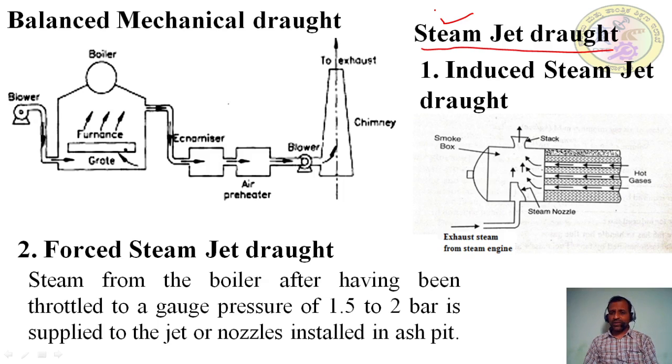Through the steam nozzle you can pass the steam from the boiler, so that the steam coming out of that nozzle is with high velocity. The high velocity steam you are getting from the nozzle is used for generating the draught. Because of that, it is called the steam jet draught. Again, in the steam jet draught, the first type is the induced steam jet draught. I have shown it in the figure here.